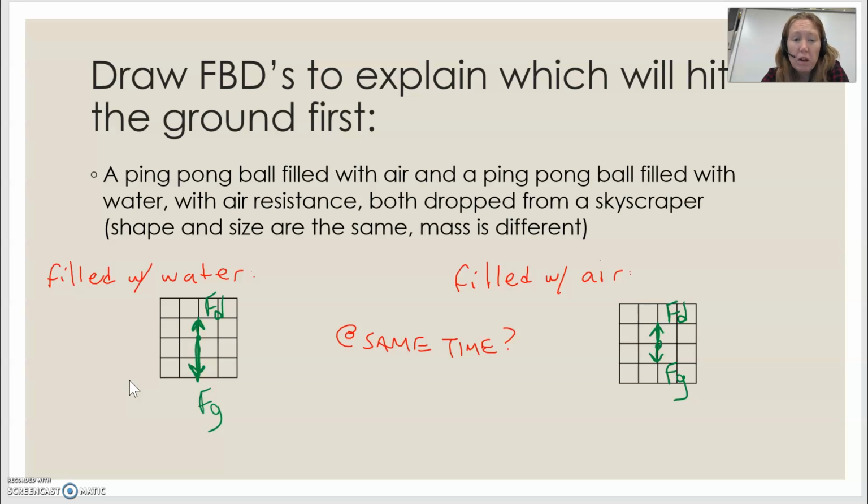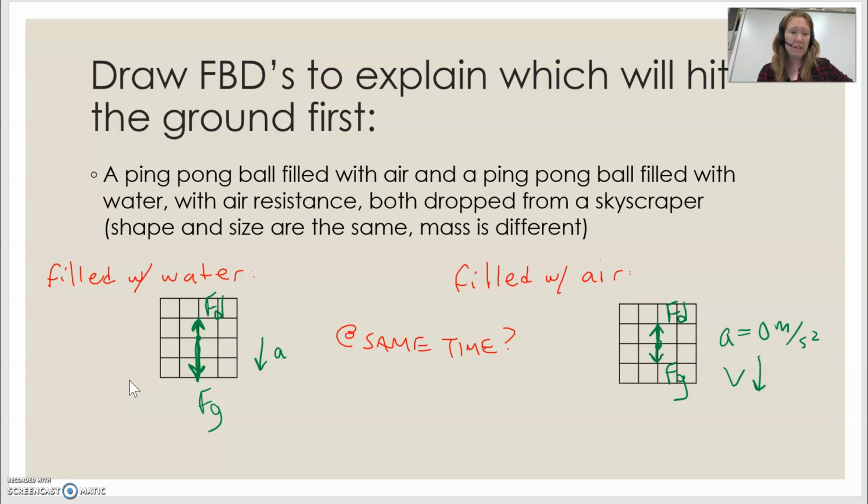The water-filled one right now is accelerating downward. Gravity is still winning. At this moment, the one filled with air is no longer accelerating. Does that mean it stopped? No, but it does mean it's got a constant velocity equal to the last velocity it had. That's why we're calling it the terminal velocity. Whatever velocity it had right when the drag force finally balanced with gravity, that's the velocity it has to keep for the rest of its fall.